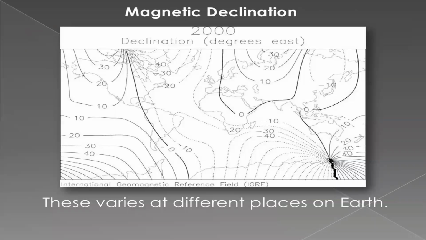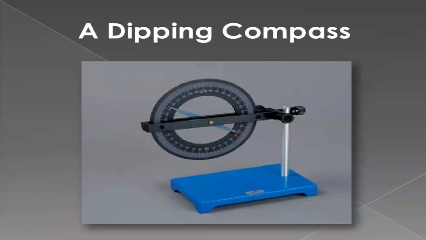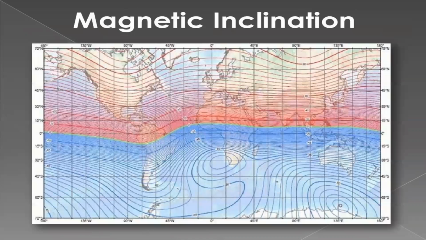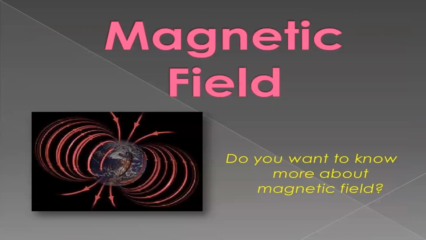This is a picture of magnetic declination. This varies at different places on the Earth. This is a picture of a dipping compass, an instrument. This is a picture of magnetic inclination.